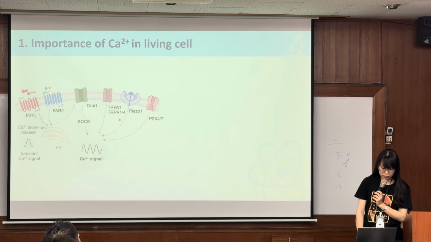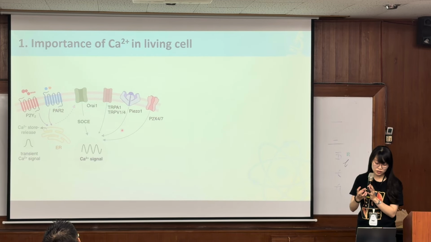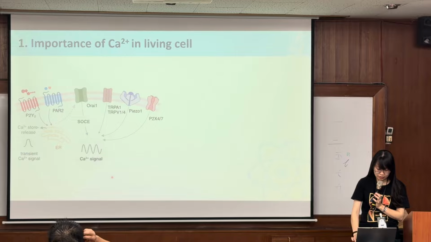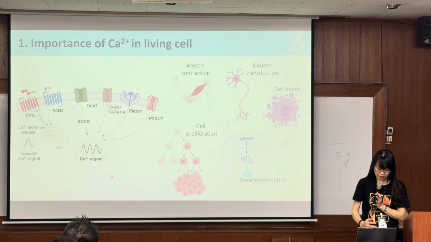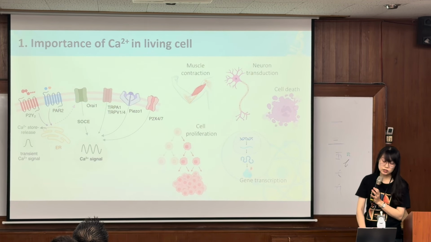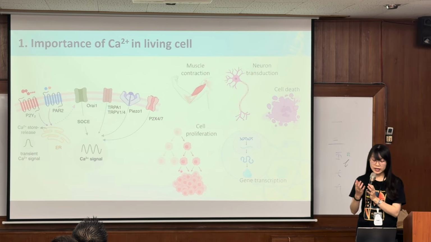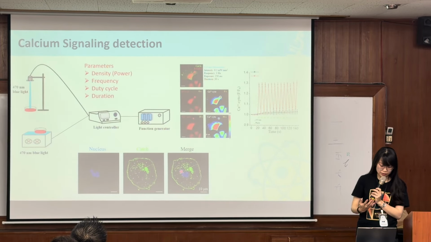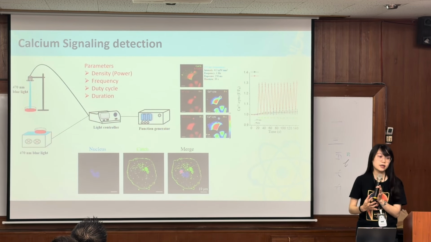So first I want to say that every organelle or structure covered by a membrane has its own calcium channel. Calcium is very important for muscle contraction, neurotransduction, cell death, cell proliferation and gene transcription. So if we can regulate the calcium signal very well, maybe we can regulate these important signals.